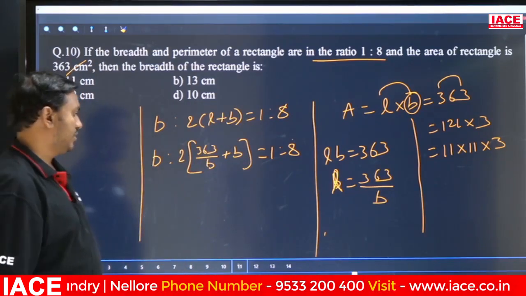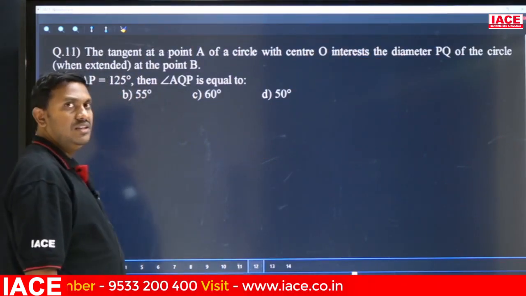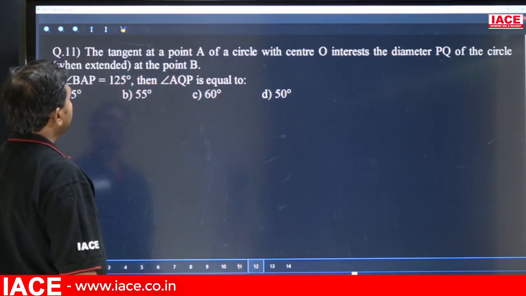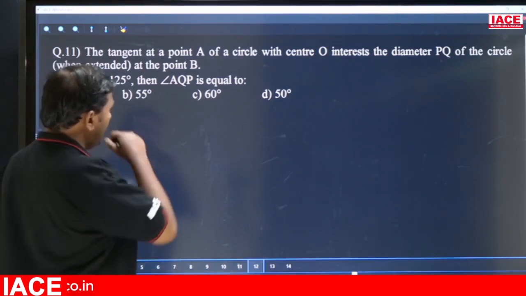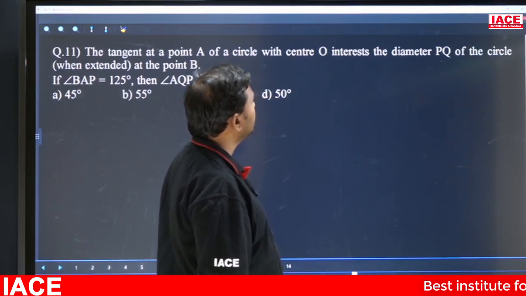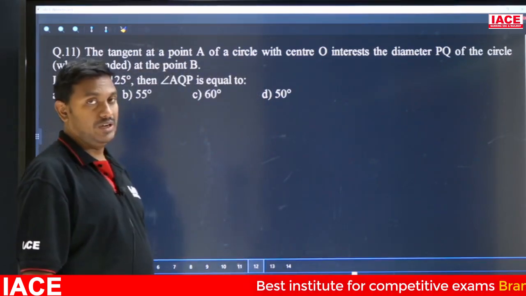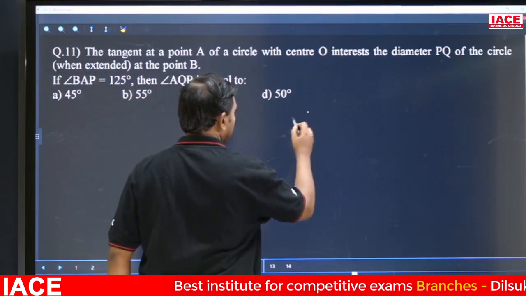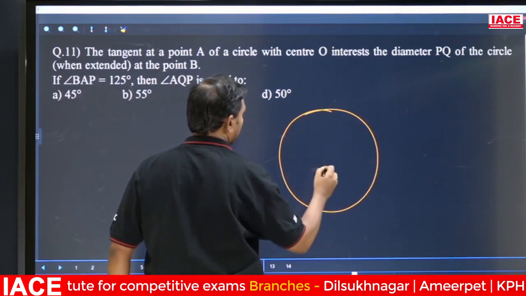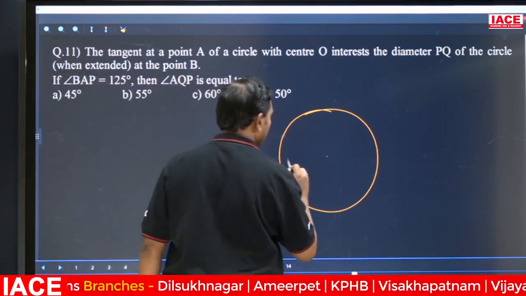Okay. Right. Then next one. Again a geometry question. A tangent at a point A of a circle with center O intersects the diameter PQ of the circle when extended at a point B. What is he telling? In a circle, PQ is the diameter, right?